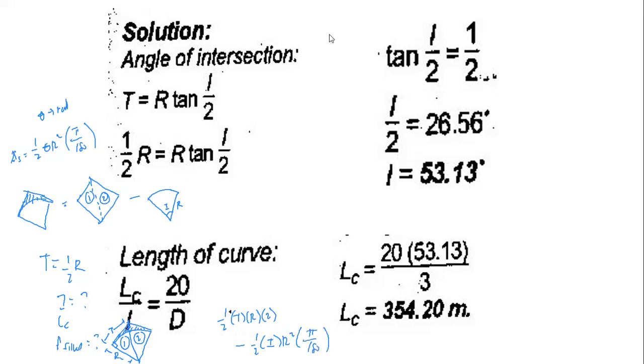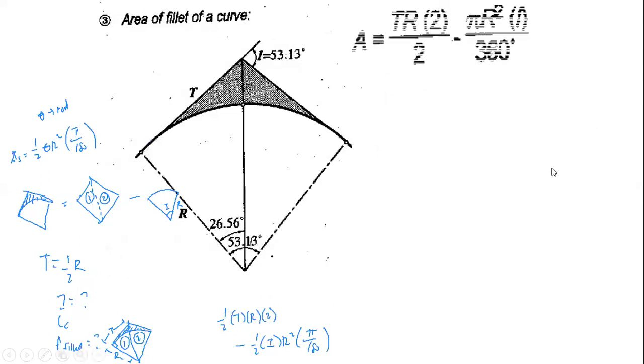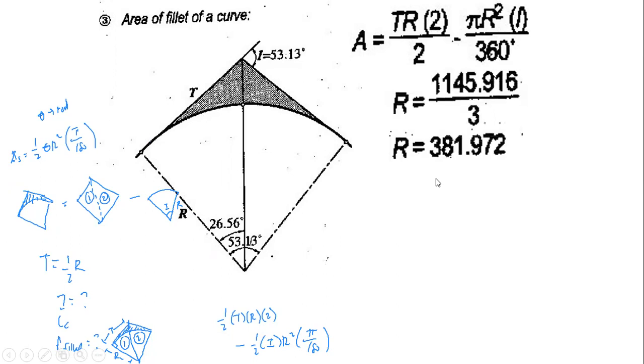Okay. So just simplify. Substitute natin yung mga values na given sa problem. So yung area is ito 1/2 TR times 2, then minus pi r squared times I over 360. Kasi 180 times 2 is 360 na, no? So just substitute. Of course, we need to identify first what is R. So R can be obtained from the formula that we derived last time.